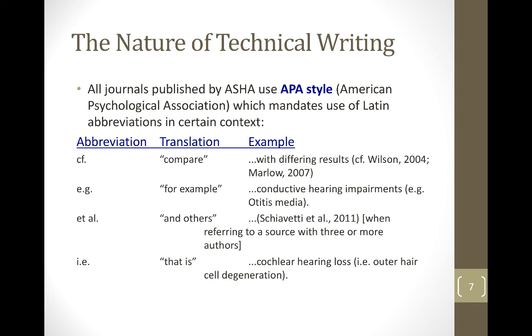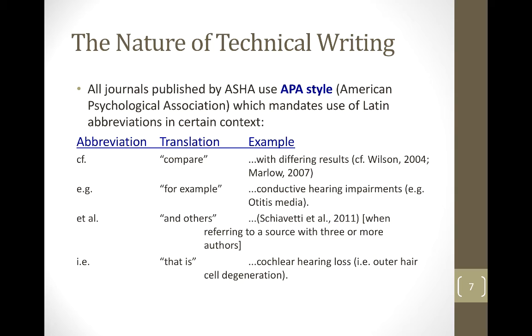Here's a little cheat sheet. You might come across these abbreviations in your readings. CF means compare. EG means for example. Et al. means and others. And IE means that is. So if you see EG, always know that means for example. So a conductive hearing impairment, for example, otitis media.